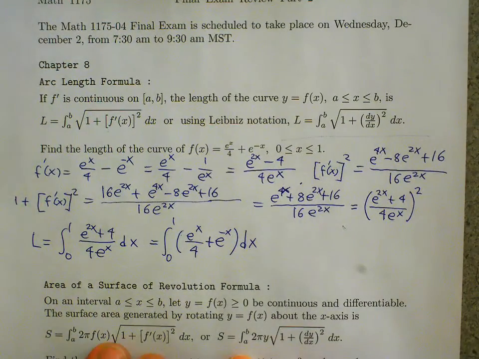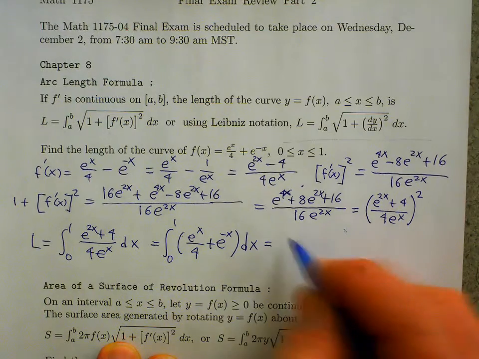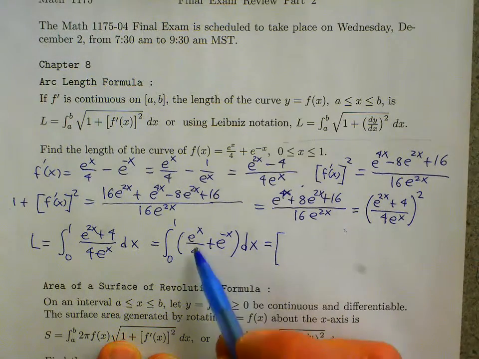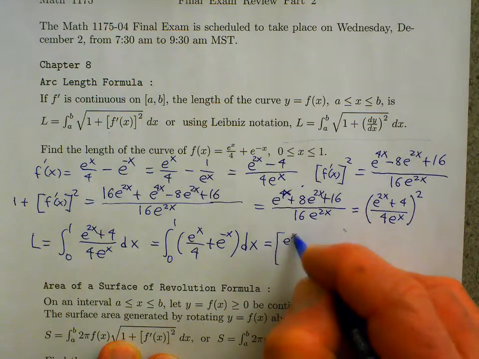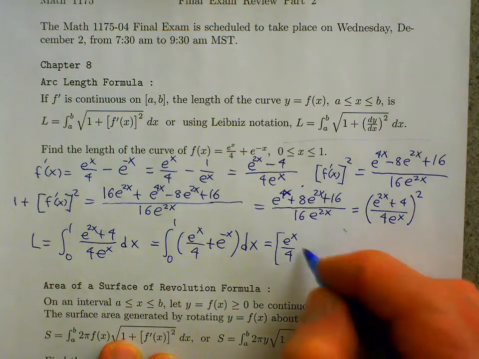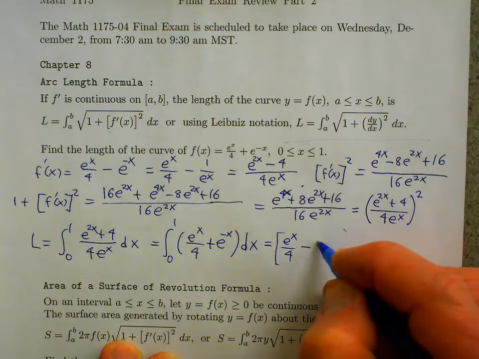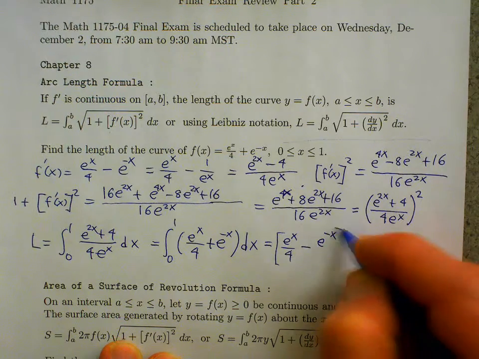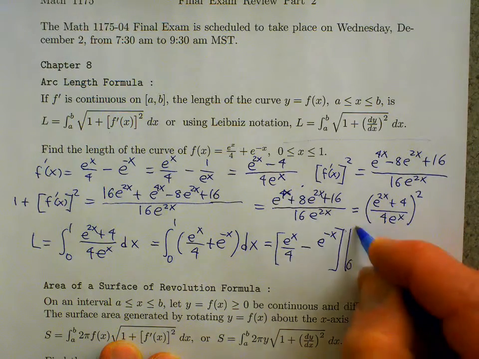And then we can find antiderivatives. An antiderivative of e to the x over 4 is just e to the x over 4. An antiderivative of e to the negative x is minus e to the negative x. And then evaluate from 0 to 1.